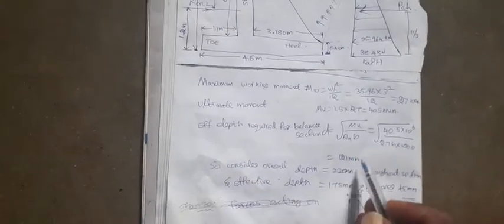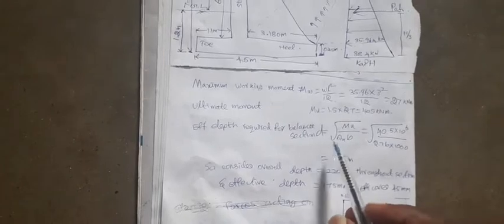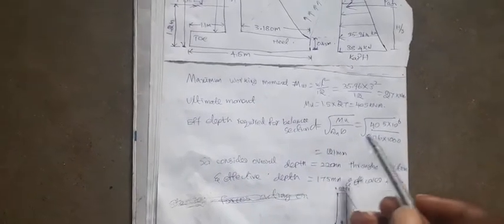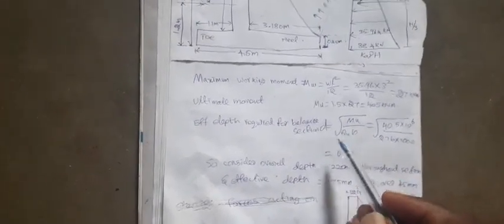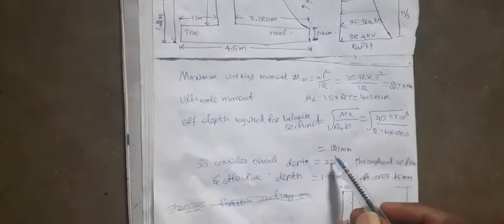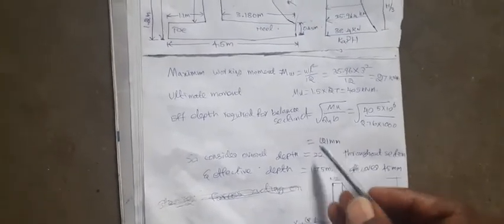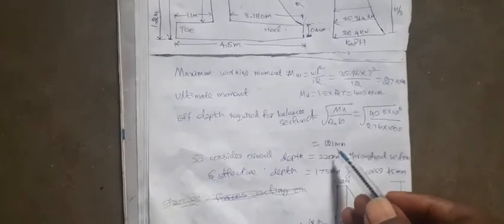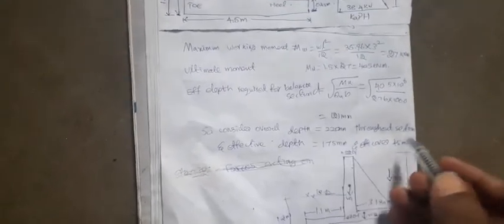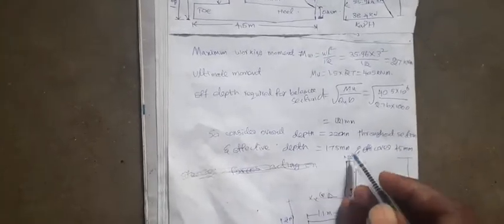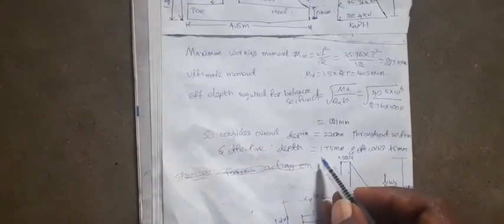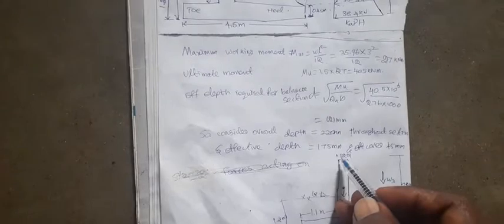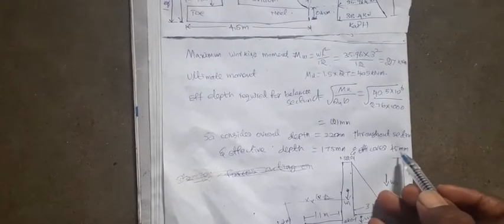So 121 mm is the minimum depth required for the slab, nothing but the stem. So we need to provide more than 121. It is the effective depth also. So we consider the overall depth as 220, because 220 mm is throughout this section. The effective depth is 175 mm. So we consider 175 mm as the effective depth, and its cover value is 45 mm.